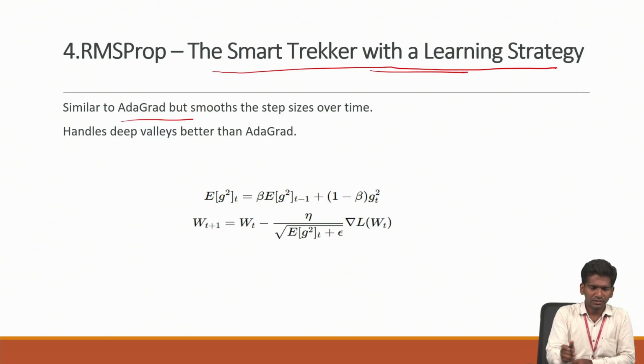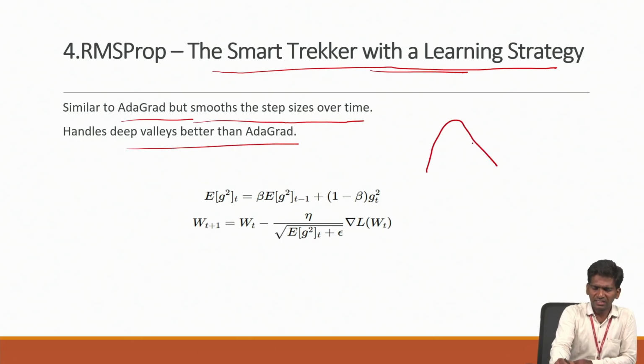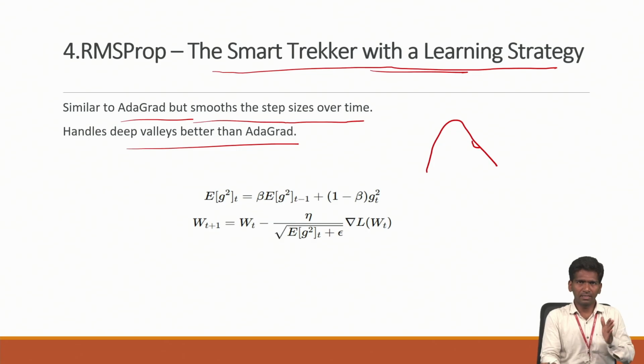Okay, it is similar to AdaGrad but smooths the step size over time. It handles deep valleys better than AdaGrad. So if there is a deep valley, it handles it better than AdaGrad. It is similar, but it performs better than AdaGrad. RMSprop will perform better than AdaGrad. So now you see, we are trying to improve the optimization techniques. The algorithms are evolving from the starting, from gradient descent, you can see the improvement that we are noticing.